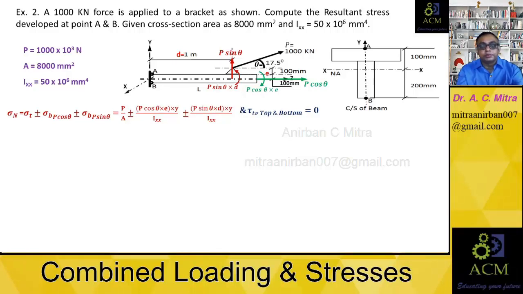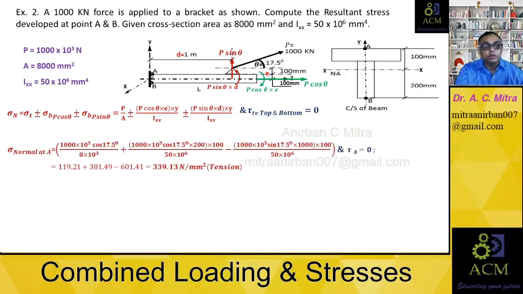Now we check the stresses at individual points A and B. If we write down the formula of normal stress at A point, the formula will be the same as what we have written here. It will be P cos theta divided by the area. Now what is that P cos theta? P is 1000 into 10 raised to 3 Newton, theta is 17.5 degrees, and the area is 8000 mm square. So it will be 8000 into 10 raised to 3.